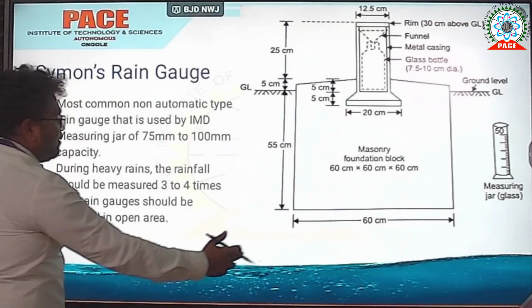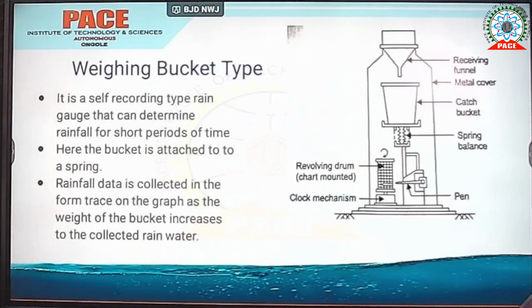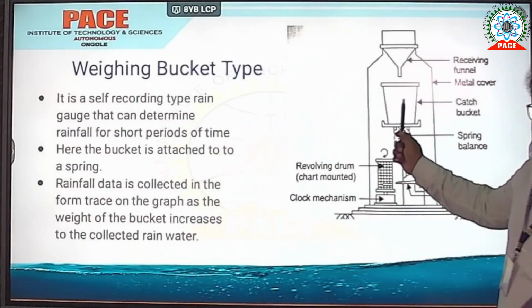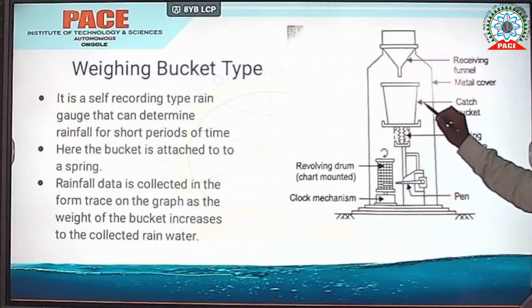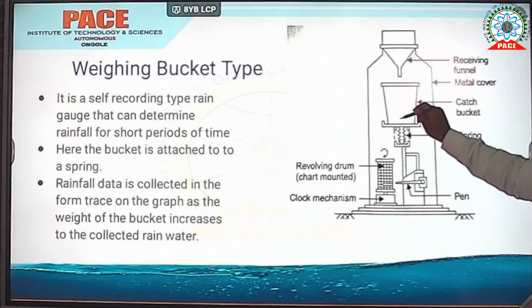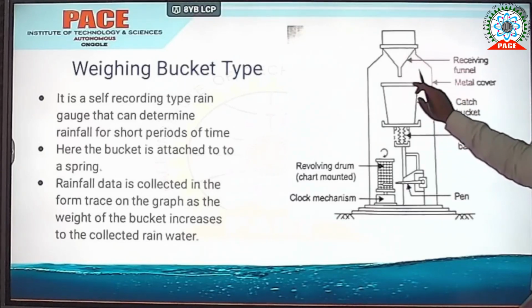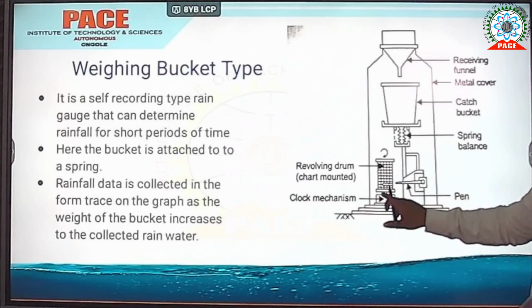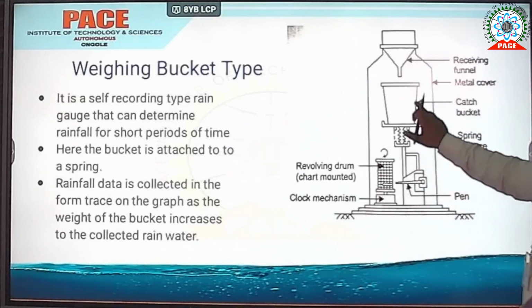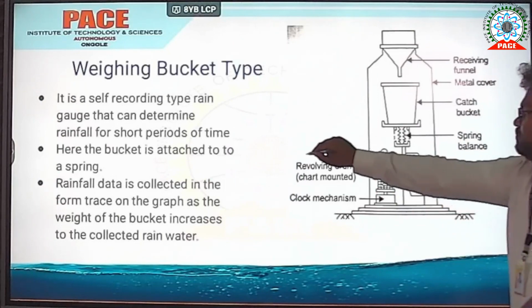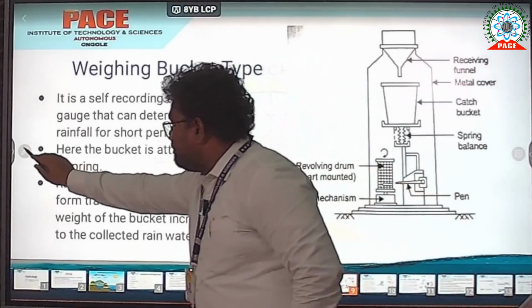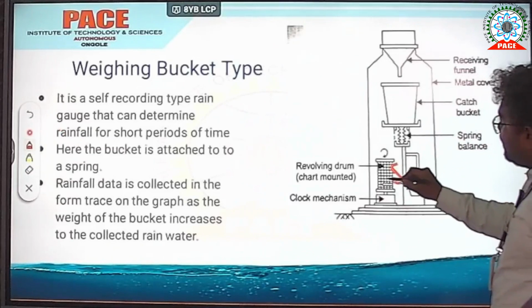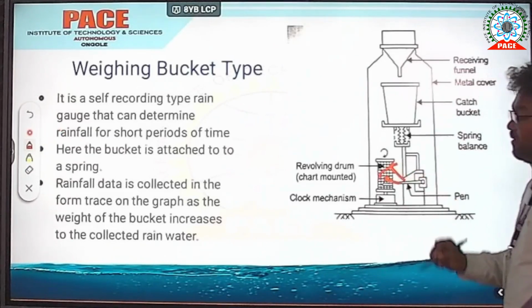So we are going to the next type, that is the weighing bucket type. Look here, the name weighing bucket type has already been provided. It has a bucket which collects rainwater from the funnel, and whenever the weight of this bucket increases, a spring mechanism is connected to a pen, and the pen records on a graph on a revolving drum. Whenever the weight increases, automatically the graph records the values here like this.